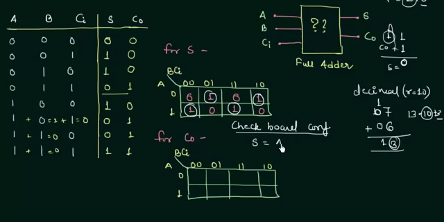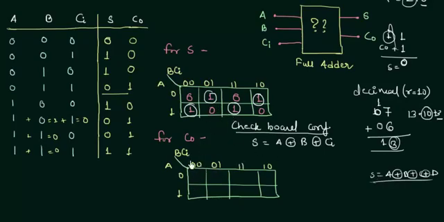The sum is equal to A XOR B XOR Ci. So you have to remember one thing about the checkerboard configuration: whenever it appears, the output, the sum, is equal to the XOR combination of all the inputs. For example, if we had 4 inputs A, B, C, D, then the output S, which is any function, is equal to A XOR B XOR C XOR D. So you just take the XOR operation of the given inputs in case of checkerboard configuration.